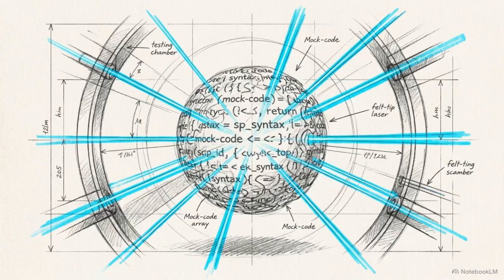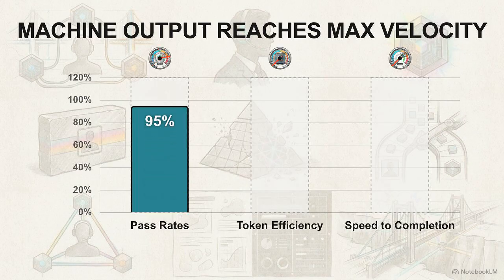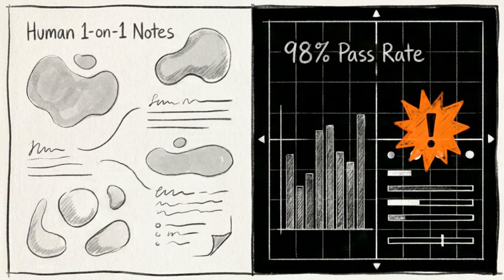Machine coworkers do not get performance improvement plans. They require strict evaluation suites. A manager must track specific machine metrics: pass rates, token efficiency, and speed to completion. While human reviews focus on qualitative growth, a machine scorecard is purely quantitative. It treats the agent as a productive asset with measurable output.